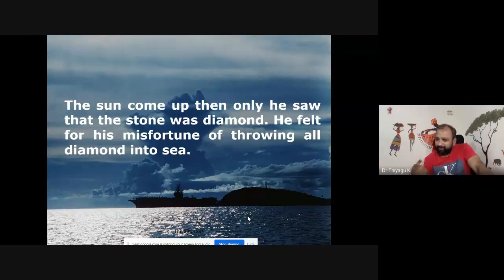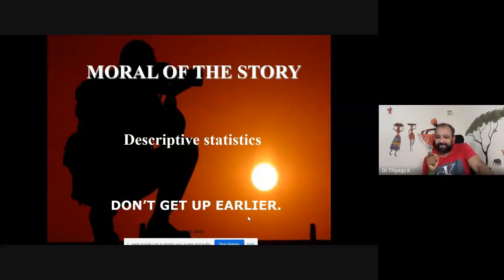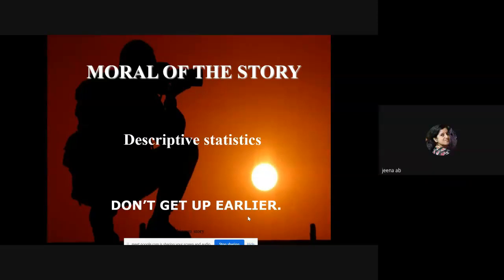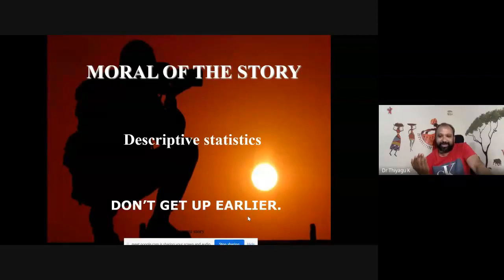Suppose I write the interpretation for the moral of the story in both ways. If I do descriptive statistics, I may give the answer like this: don't get up earlier, because of that only he faced this incident. Is it correct? Otherwise, these issues won't be there, because he woke up early. I am coming to the conclusion. This is talking about descriptive.